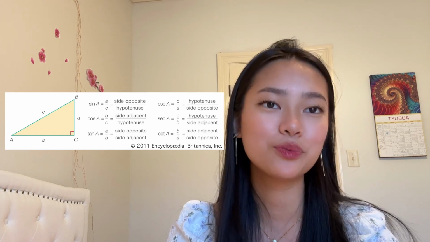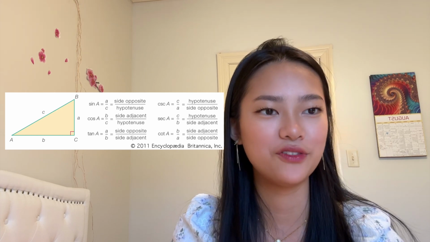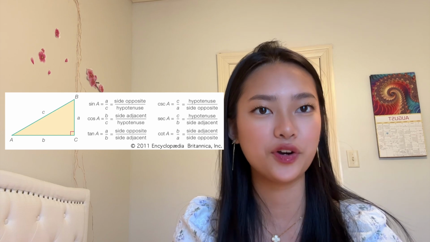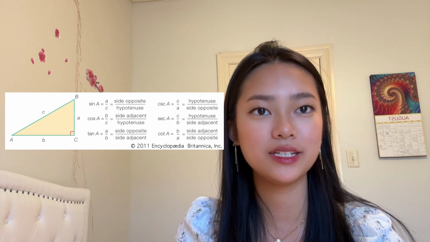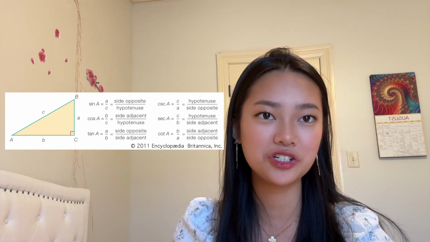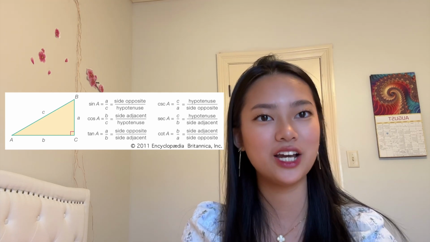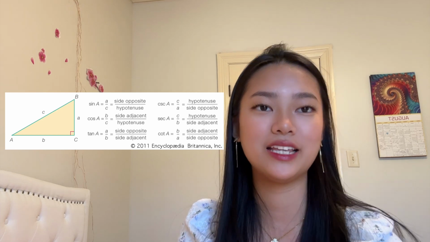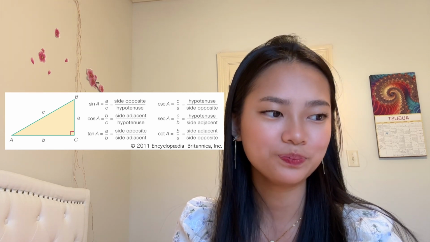So cosecant is 1 over sine, so in this case, it would be C over A. Secant is 1 over cosine, and in this case, it would be C over B. And then cotangent is the inverse of tangent, so it is adjacent over opposite. And so in this case, it would be B over A.